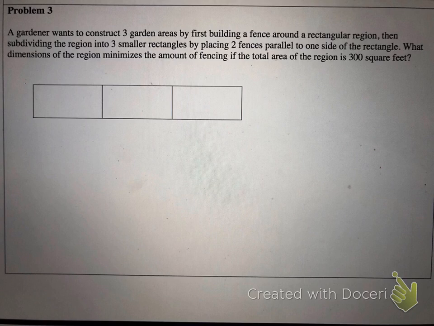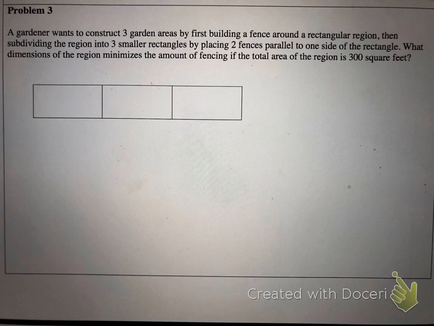Okay, and what we want to do is find the dimensions of this region in order to minimize the amount of fencing that we use, right? And the total area that we're going to use is 300 square feet. So that's going to be our constraint, meaning that we can't go beyond 300 square feet. And we want to be able to minimize the amount of fencing that we use.